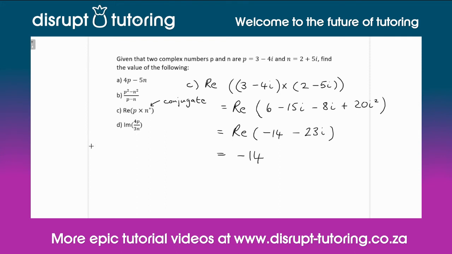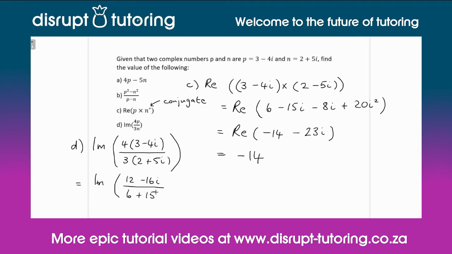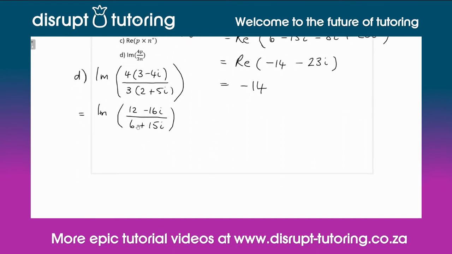Okay, then in D, we are looking for the imaginary part of this quotient. Now, as soon as we're doing a quotient, we have to make sure that we have a denominator that is rational. So if we look at D, we're looking at the imaginary part of 4 times P over 3 times N. And that gives us the imaginary part of 12 minus 16i over 6 plus 15i. Okay, now we have to get rid of this complex denominator. So we are going to have to multiply by the conjugate, which is 6 minus 15i, top and bottom, because then we're just multiplying by 1. And we're still looking for the imaginary part of this answer.